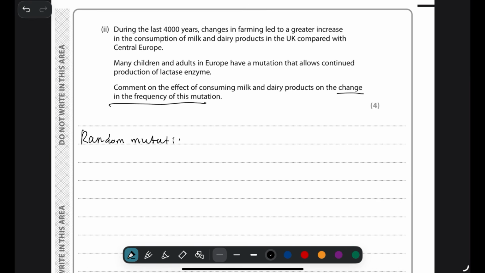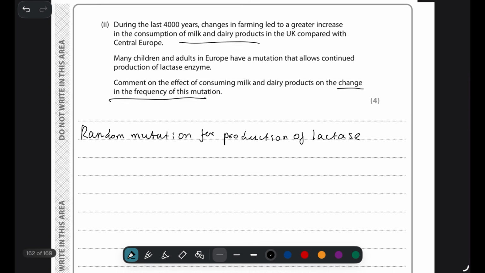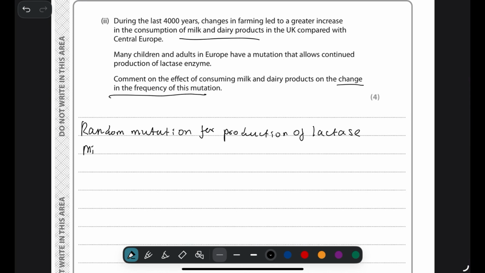What is it for in this case? For production, or for continued production, of lactase. Okay, that's number one. So we've got a random mutation. We need to think, what was the selection pressure? Well, the selection pressure would have been the fact that they are still having milk and dairy. So we're going to say that milk and dairy, or the diet with milk and dairy, is a selection pressure.